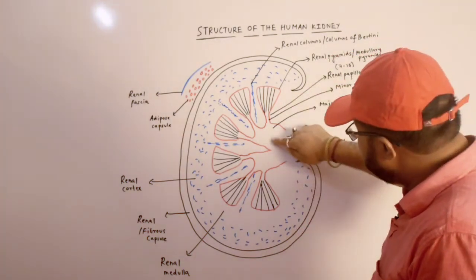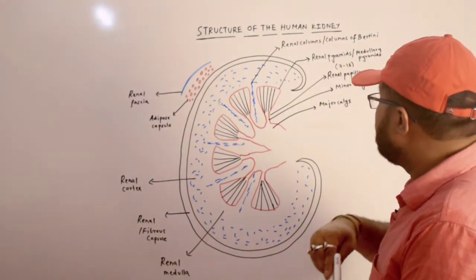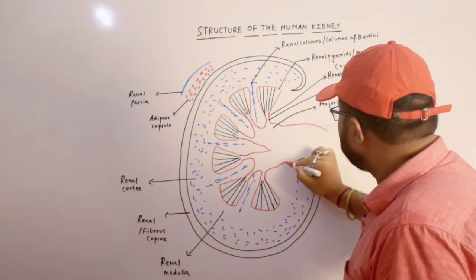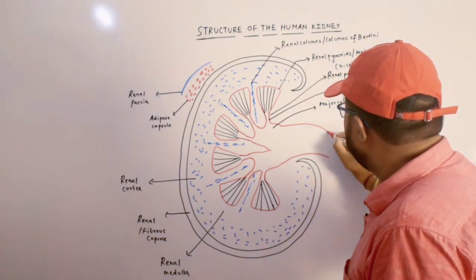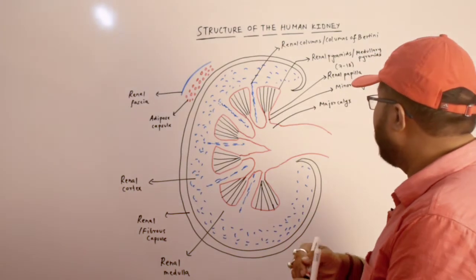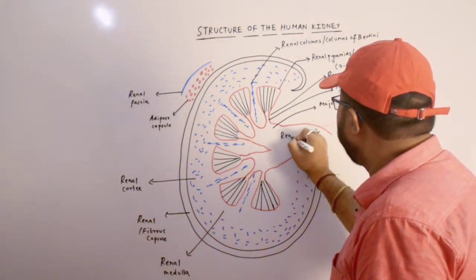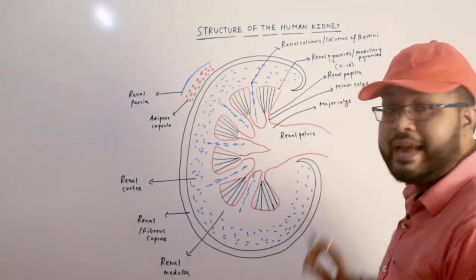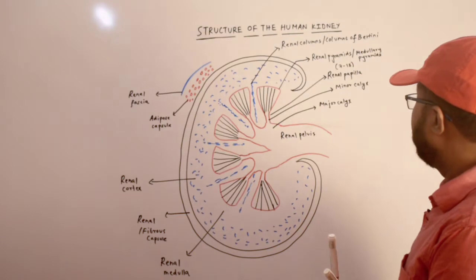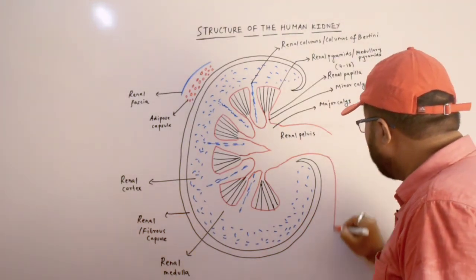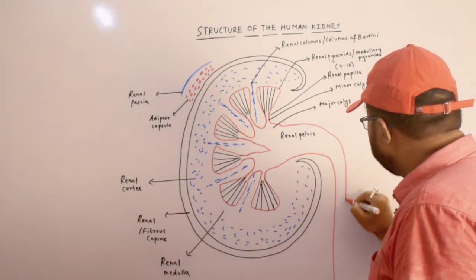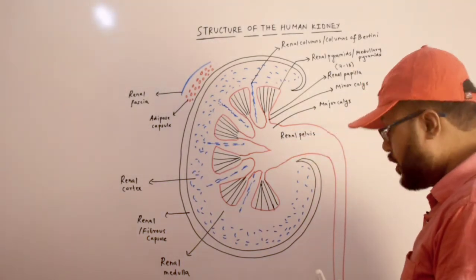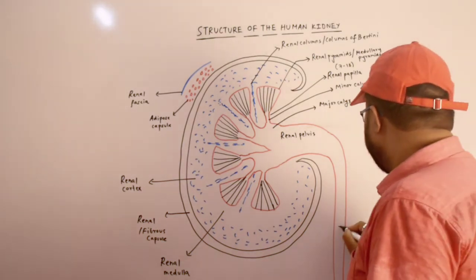All the major calyces join together and continue into a structure called the renal pelvis. This is the renal pelvis that comes out of the hilum of the kidney. The renal pelvis extends downward. This downward extension of the renal pelvis is called ureter. So this is the ureter.